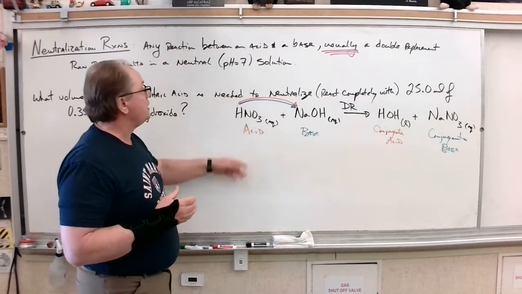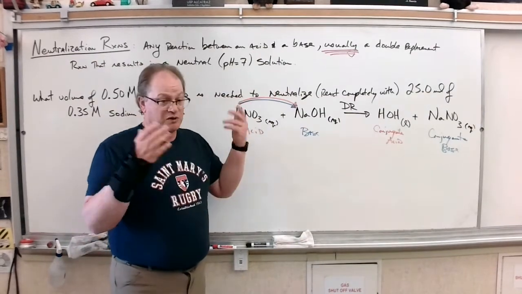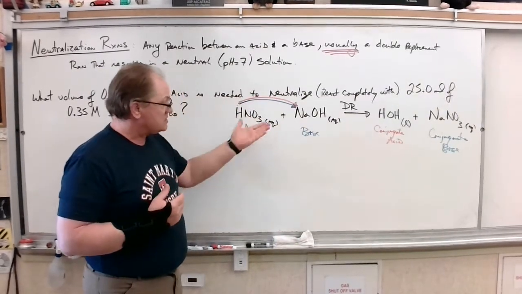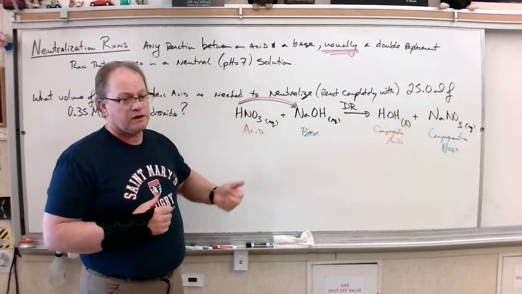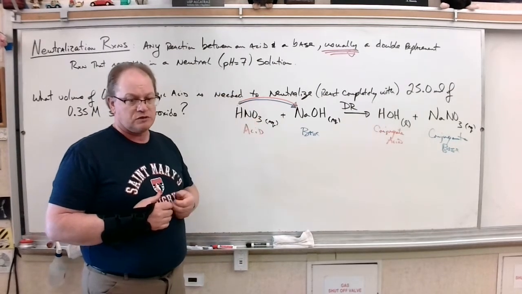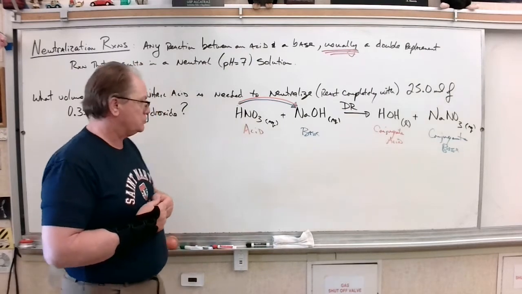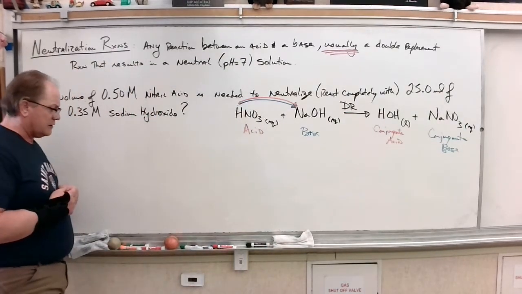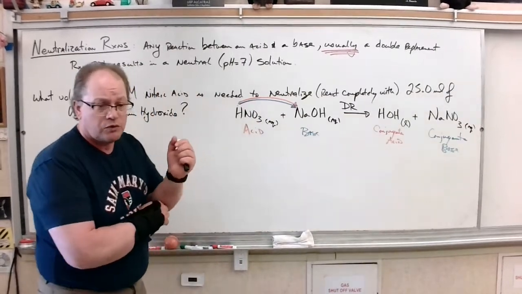Whether we run it all the way to 7 or not, whether it's a double replacement or not, if you've got an acid and a base reacting, it's neutralization. But it's usually double replacement and usually to completion. That is neutralization, a neutral solution. All right, now that we've got our balanced chemical equation, let's go deal with the question at hand.